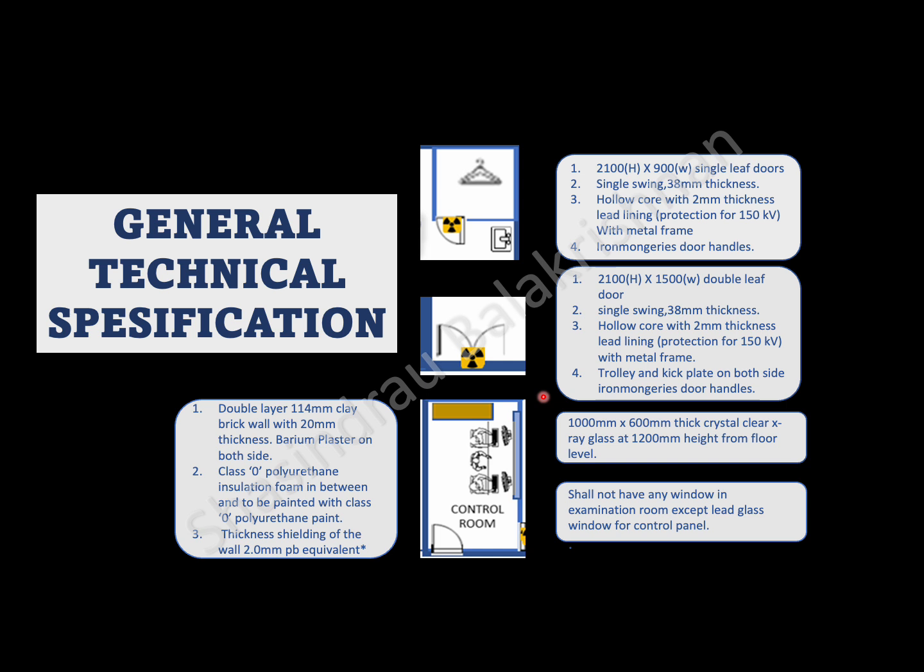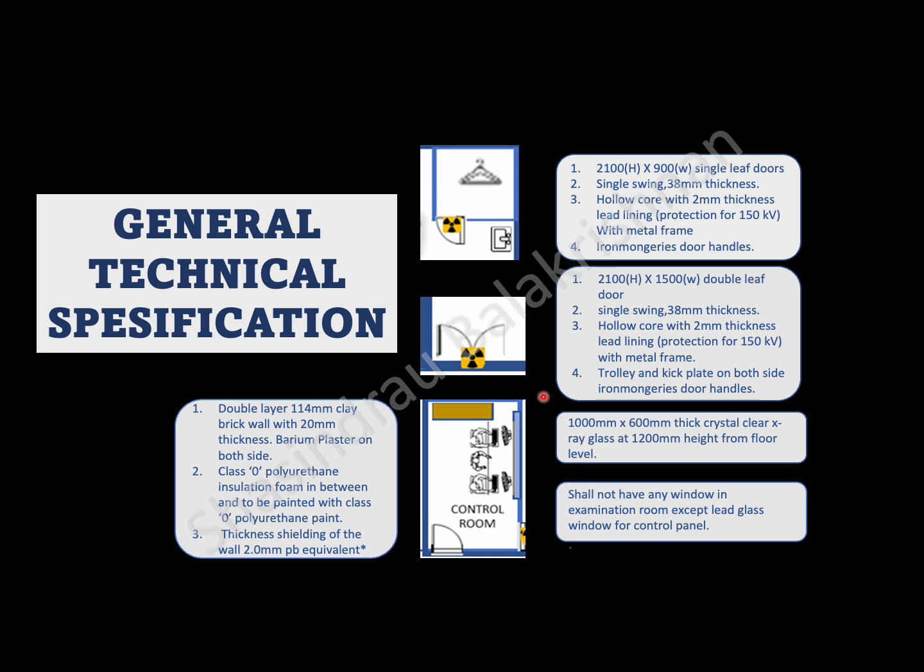For access control, the control room features a single leaf door, 2,100 mm x 900 mm, with a hollow core and 2 mm lead lining, mounted within a metal frame to protect against exposures up to 150 kV. Similarly, the examination room is equipped with a double leaf swing door, 2,100 mm x 1,500 mm, with the same lead equivalency, including kick plates and trolley access, making it suitable for patient transfers.